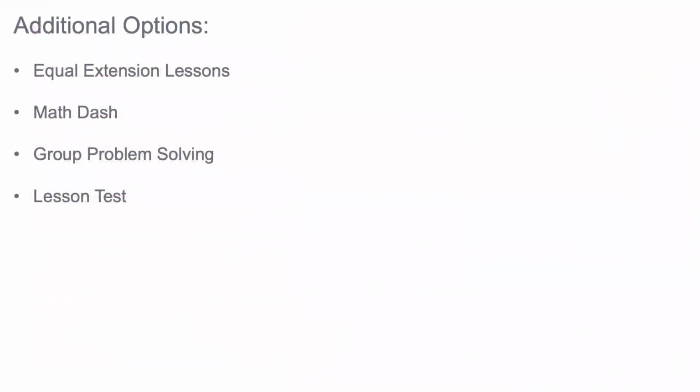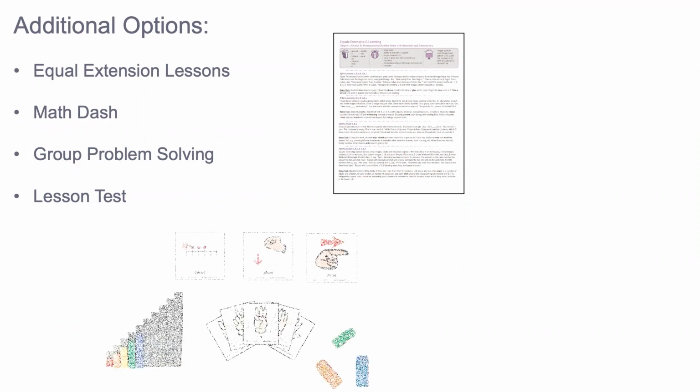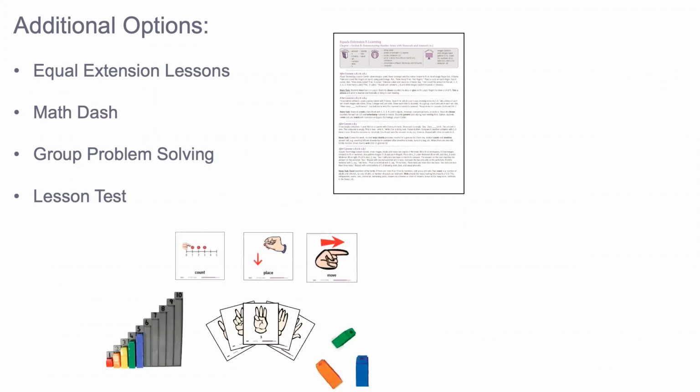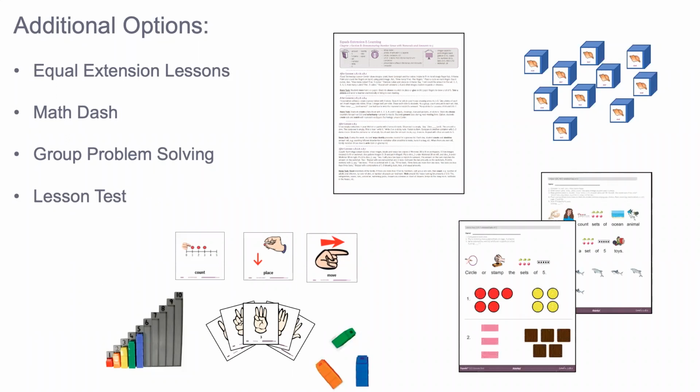In addition to the page 4 activities, there are a variety of opportunities to close out or review a lesson. The equals extension lessons, which are located within the members only content, can be used to review one or even multiple lesson objectives that have been taught. Reviewing the math dash activity from the first page of the lesson is a helpful way to review. Repeating any problem within the lesson as a group. And finally, completing lesson tests, which are also located on members only, to assess student understanding.